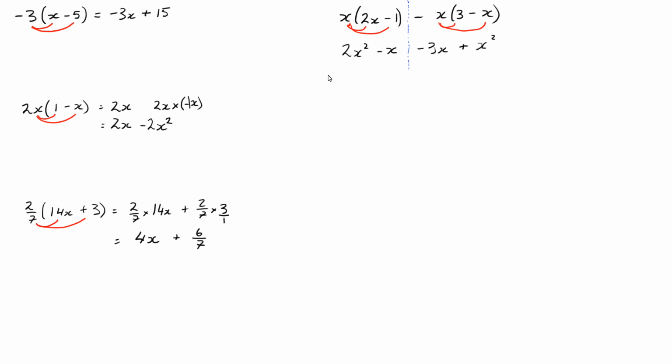So finally, I can combine my like terms. I've got 2x squared and an x squared here. So that becomes 3x squared. I've got minus x minus 3x. So in total, that's a minus 4x. So my final answer is 3x squared minus 4x.